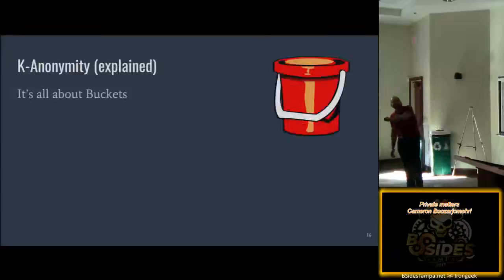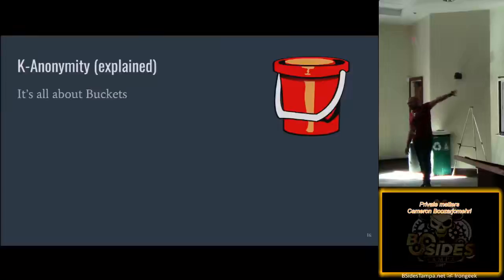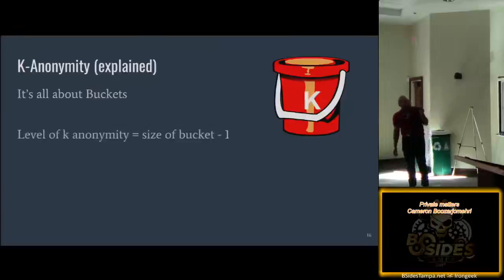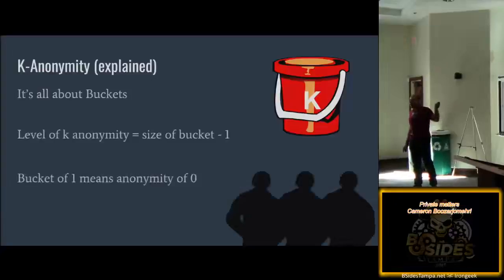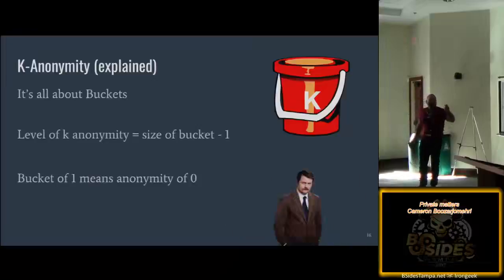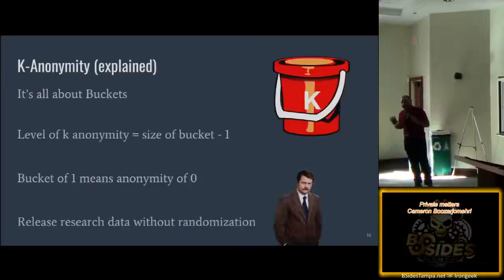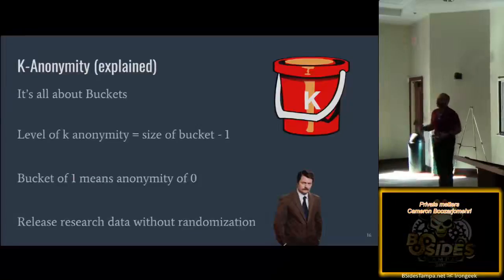K-anonymity is about buckets. The idea is, if I'm going to release information for research, I want to make sure that there is no, as we saw in that silly Venn diagram in the first slide, there's no set of one. Because the size of the bucket, minus one, is the amount of anonymity you provide. So a bucket of one means there's no anonymity. So if I have a bucket of 3 people, if there's some unique information I know about my target that can get me down to 1, I can identify that. This is a common practice for how people release research data, especially for medical purposes, without having to add randomization.